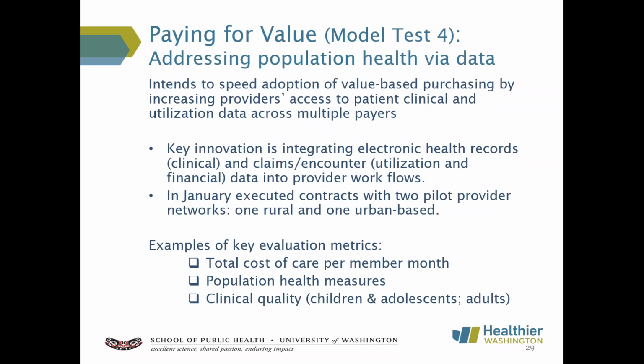The final model that we evaluate is called Paying for Value, or often also called Greater Washington Multi-Payer. In this case, the model starts with some real changes in information flows. The intent of this model is to speed the adoption of value-based purchasing by increasing the access that providers have to both clinical information, electronic health record, and utilization data across multiple payers, trying to get a population health view for the entire panel or large component of the panel that the provider faces.